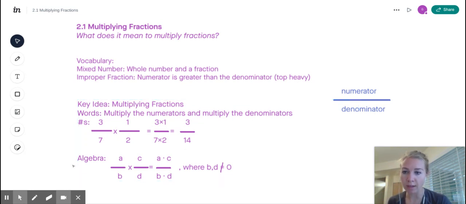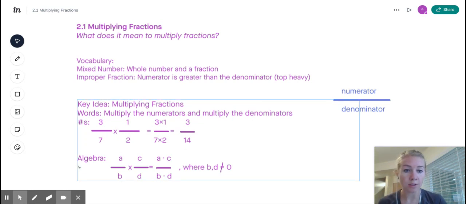And written algebraically, don't worry, you won't need to do any algebra this section or this chapter, but we will be doing some algebra later in the year. So I just want to introduce the concept.